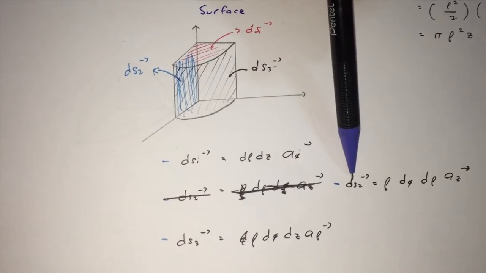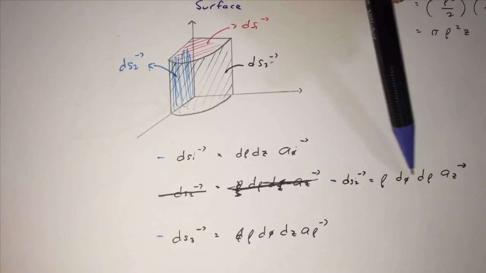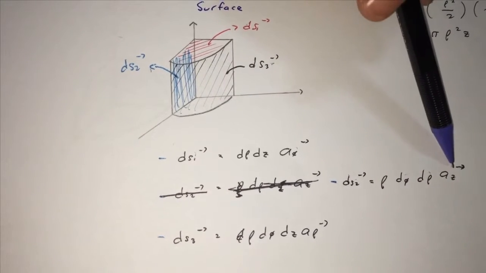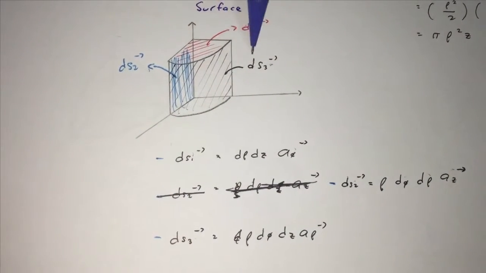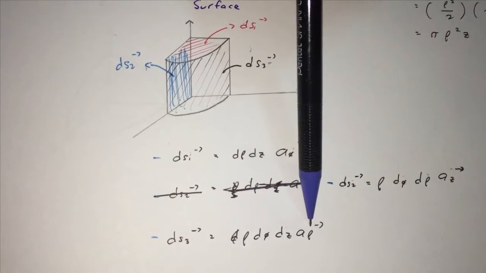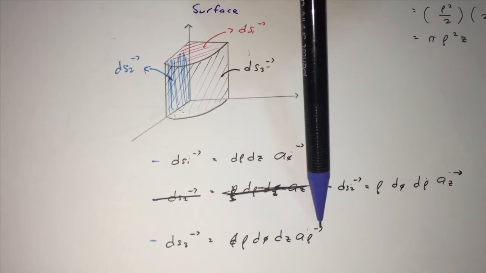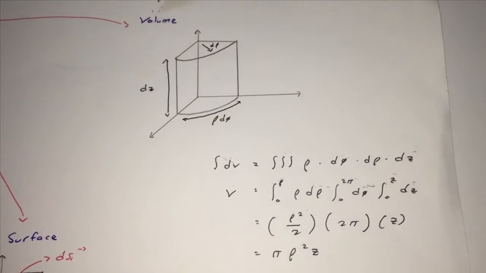For the surface 2, rho d phi, the rho a z. And example for the surface 3, we will get rho d phi dz and a rho. Okay, for the last differential for cylindrical coordinate is volume.